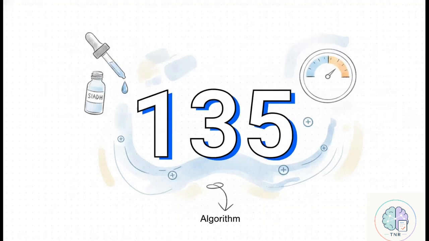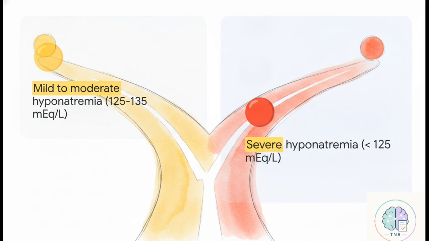So, what is our fundamental starting point? It's a serum sodium level of 135 milliequivalents per liter or less. The second your patient hits 135 or drops below it, boom, you are officially inside this treatment algorithm. From that starting line, the pathway splits right down the middle based on severity. On one side, we've got mild to moderate hyponatremia. That is going to be your 125 to 135 range. On the flip side, we have severe hyponatremia, which is defined as any value tanking below 125.